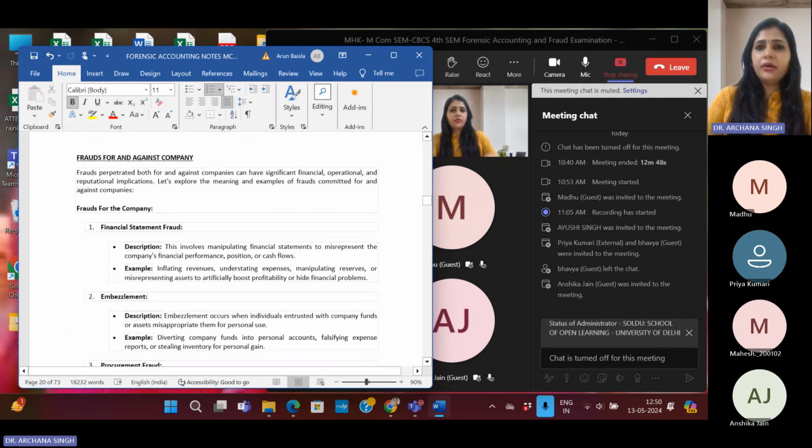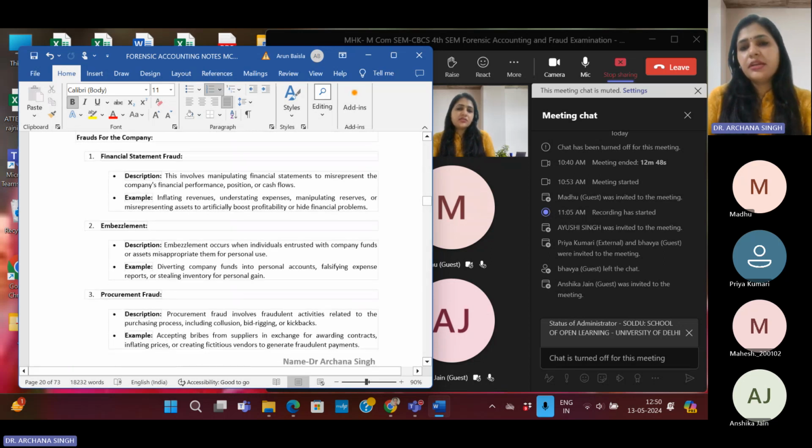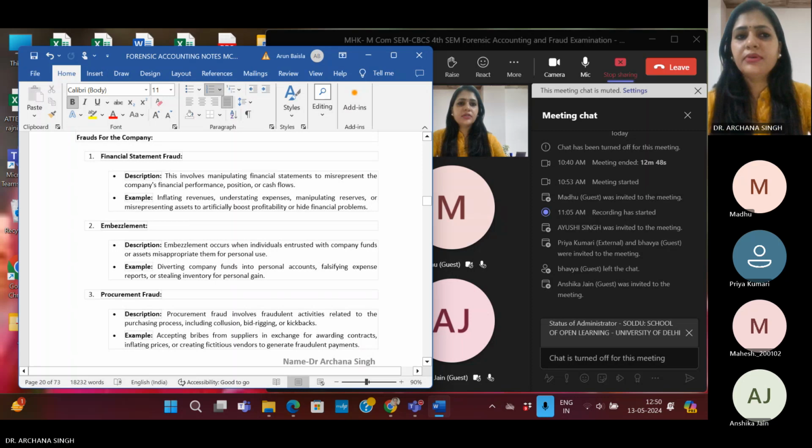Now, frauds for and against a company. Frauds for the company and against the company. So these two things we will discuss. Both have significant financial, operational, and reputational implications. So what do frauds for the company mean? First is financial statement fraud.